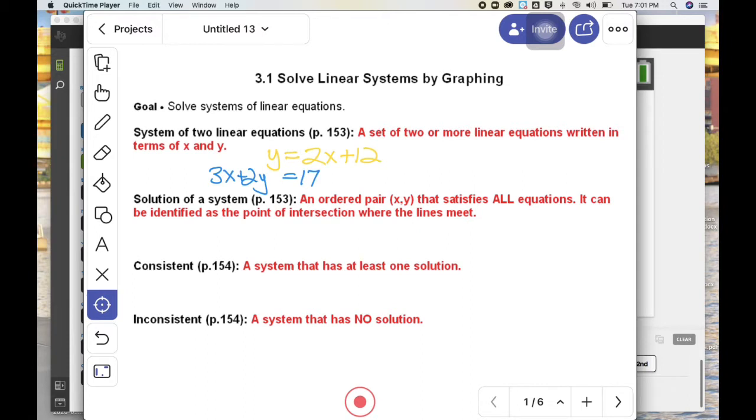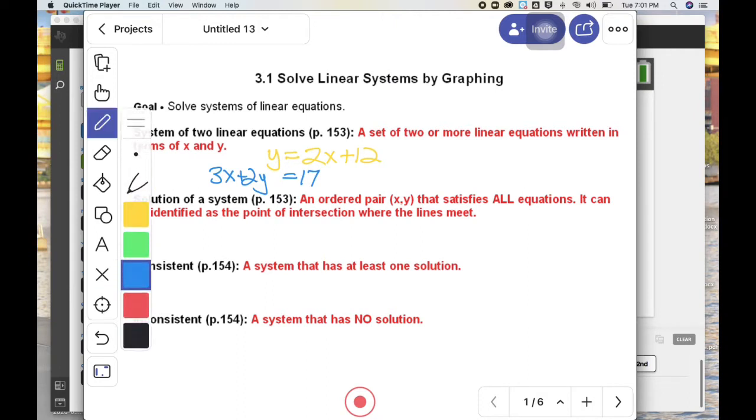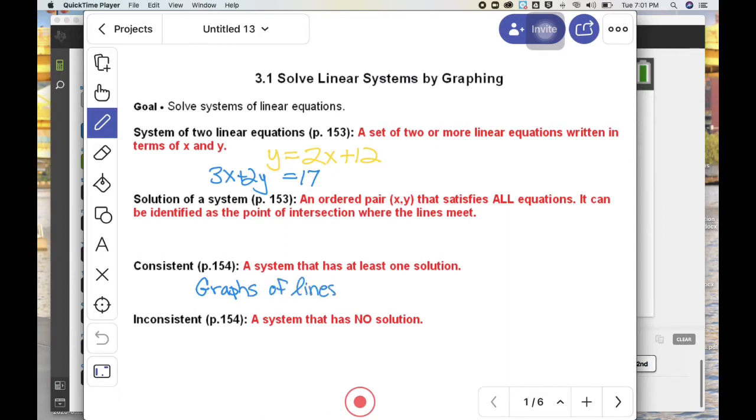We're going to talk about a couple of different types of systems in this section. The first type of system we're going to talk about in this section is called a consistent system. And quite simply, it's a system that has at least one solution, in which case the graphs of our lines will intersect. So we could add that. Graphs of lines will intersect. And truth be told, they could intersect one or many times.